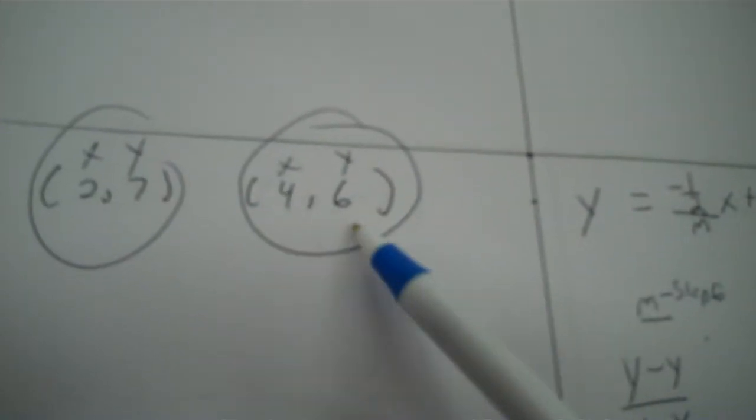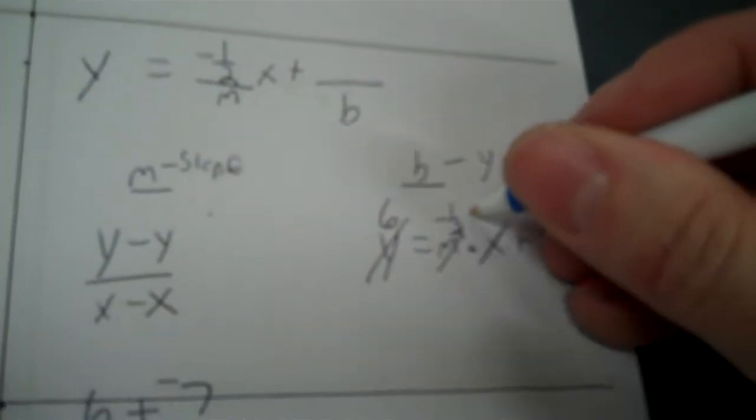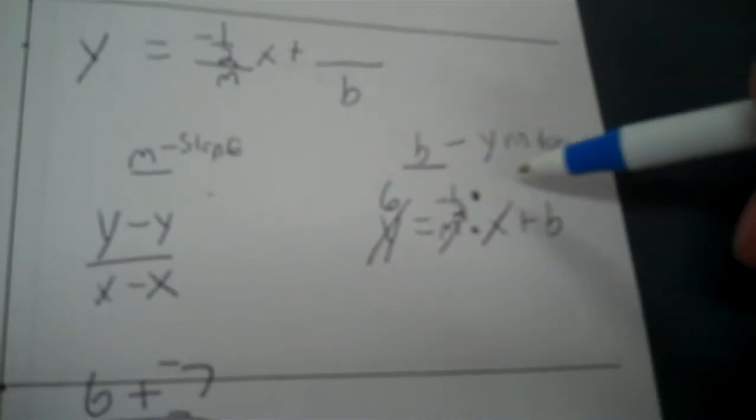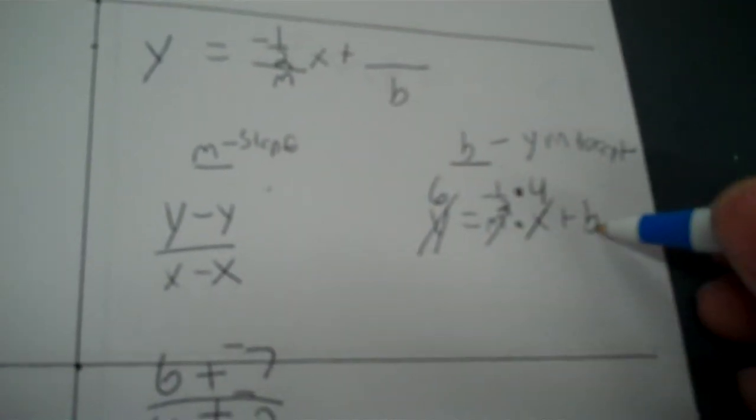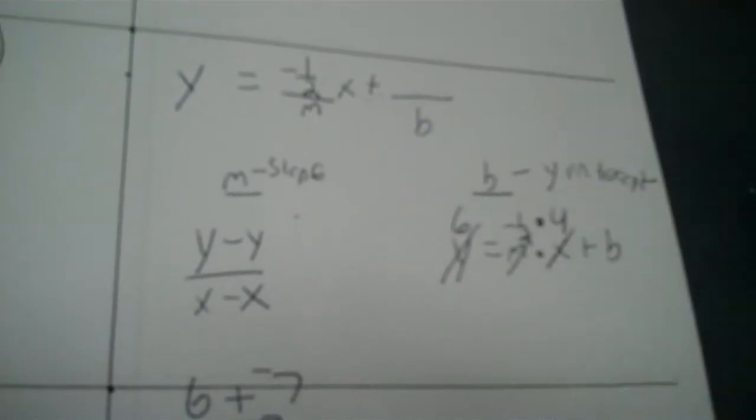And for y and x, you either pick this or this. It doesn't matter which one, okay? For consistency, I'm going to pick the second one. I'm going to put 6 where the y's at. And after the -1/2, I got my x, so I'm going to times that by 4, okay? And your b stays the same because the b is what you're trying to figure out.